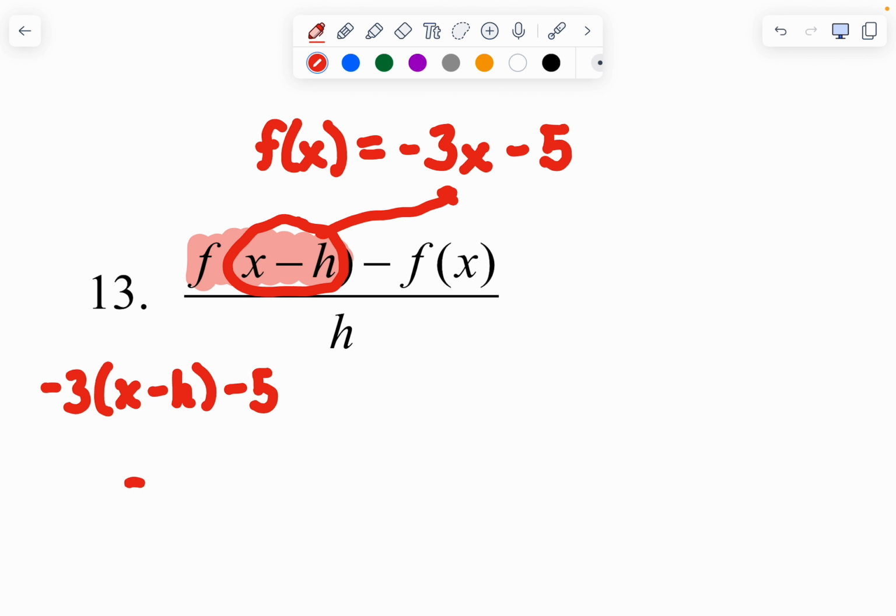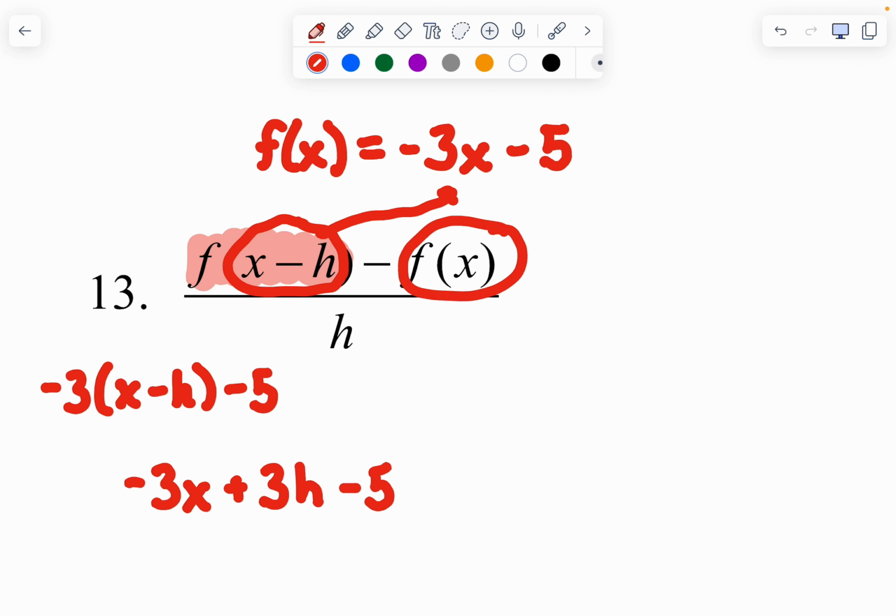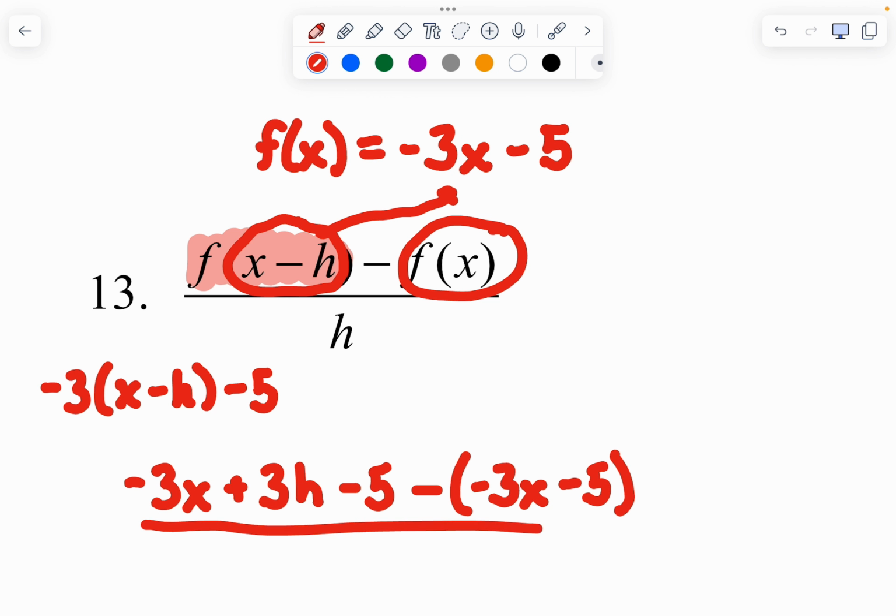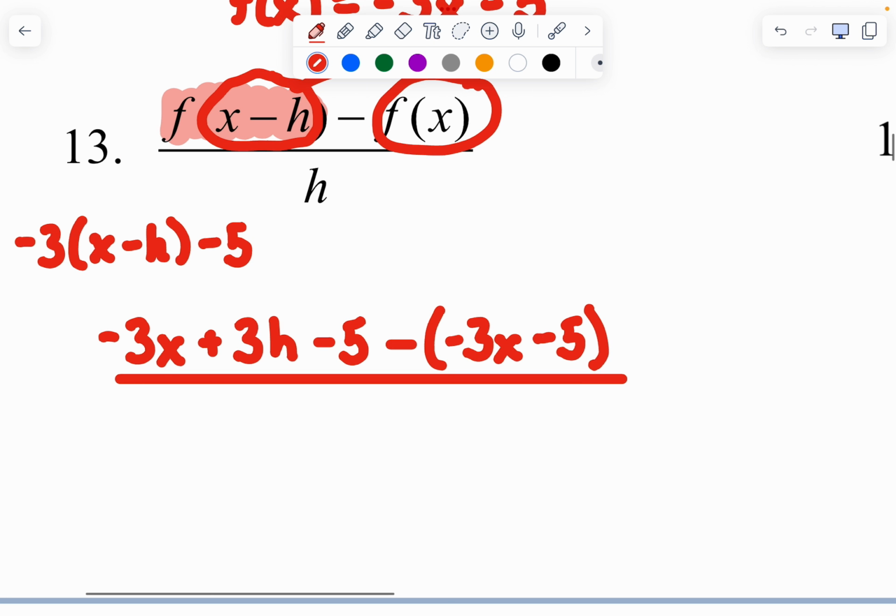So then I'm just going to distribute that. -3, be careful with your signs, and then that -5 is just going to stay the same. And then they want me to subtract f of x. And this is kind of the tricky part because they're saying subtract that entire function. So you are going to subtract -3x minus 5, right? And then the denominator just really isn't going to change. You're just going to have an h in the denominator. There we go.